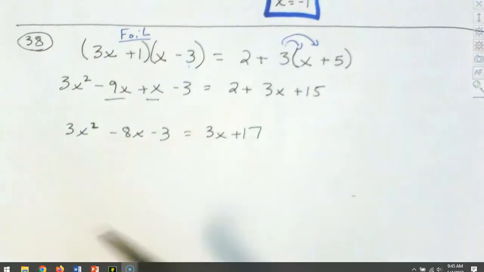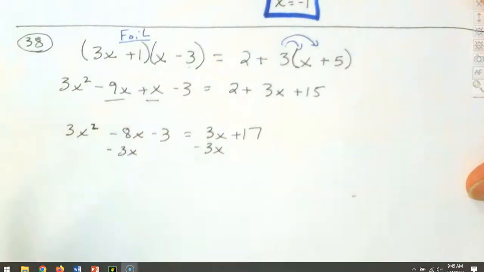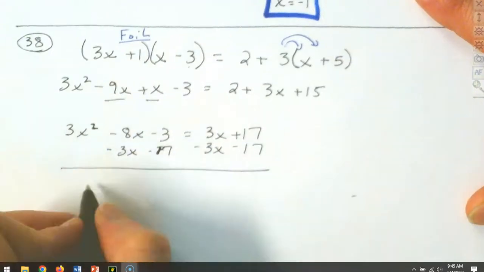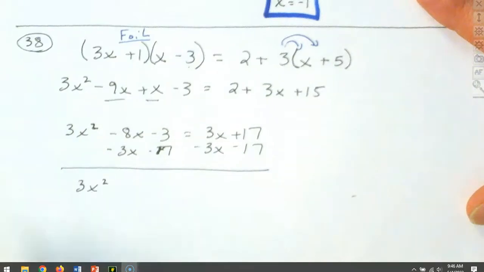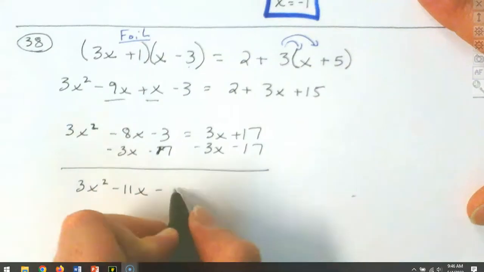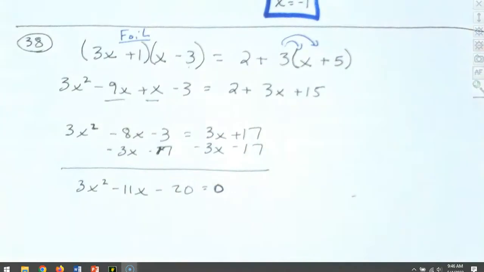Now what do we do? Well, we can easily move things around, so let's do that. Move the 3x over. Move the 17 over. We now have 3x squared minus 11x minus 20 equals 0 there. Okay, so now we're here. And how many terms do we have?